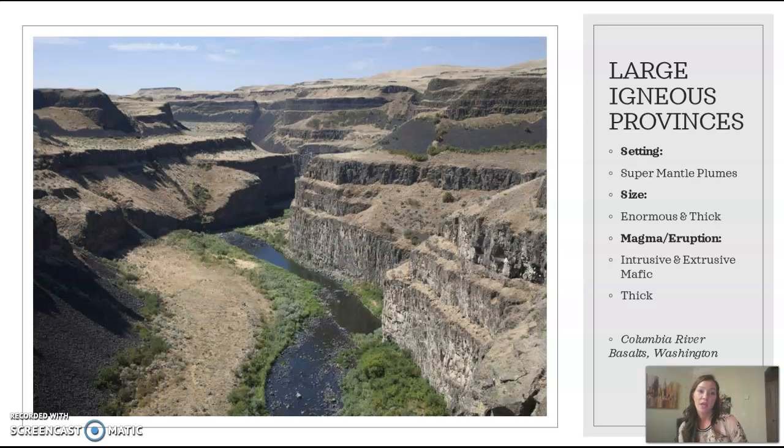And another type of volcano are the large igneous provinces. It is at the supermantle plumes. They are very enormous and thick. The different edges are showing the different layers of lava over time. The magma is very intrusive and extrusive, different types of mafic rocks, and the eruption are very thick layers. An example of this type of volcano are the Columbia River basalts in Washington.